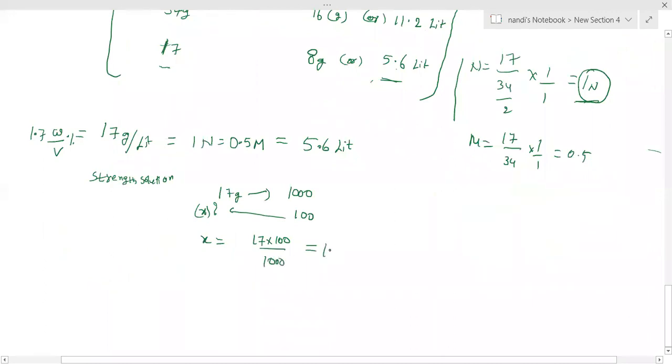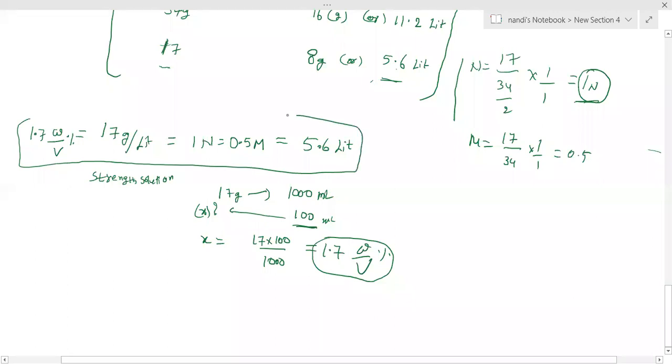How much will we get? 1.7. I am calculating for 100 ml, that is nothing but weight per 100 ml. If I calculate for 100 ml, that we call percentage, W by V percent. So that's why I call this W by V percent. This is the only one relation which you need to remember to solve this problem, sir.